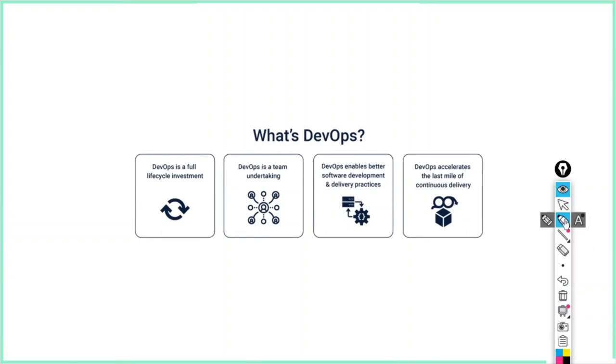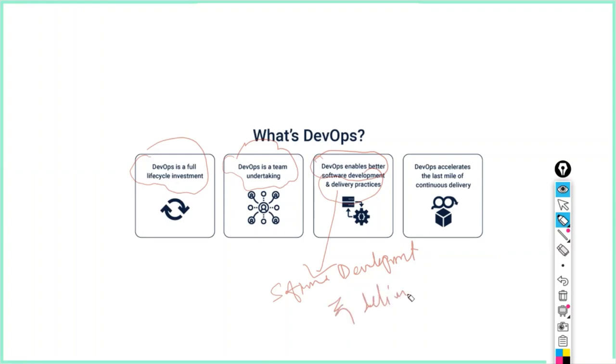And as I have just discussed, when it comes to DevOps, it's all about the full life cycle of product development. It's basically a team of members and a set of tools collaborating together to take up the idea of DevOps. And actually DevOps is something which enables better software development and delivery practices. The prime focus in a DevOps principle is software development, that is application development, and its delivery continuously. That's what it focuses on.